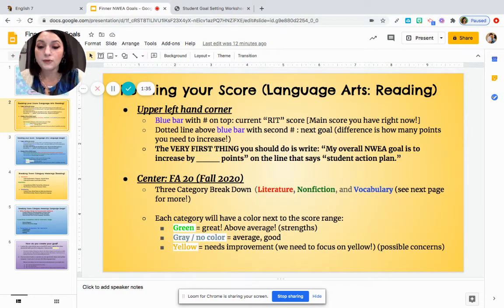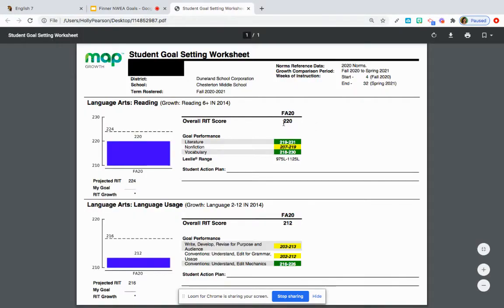So if you look at the upper left-hand corner, there's going to be a blue bar with a number at the top. That is your RIT score. So your RIT score is basically the main score you got. This is a student example. The student is no longer in the district, and I blacked out all of their information. So this student's overall RIT score for the reading test was a 220. You can see by the blue bar, their score was 220.